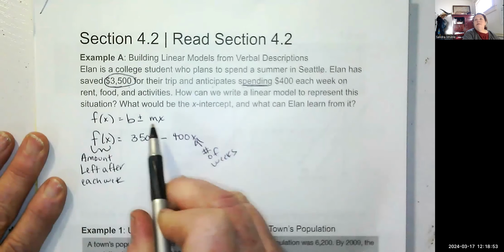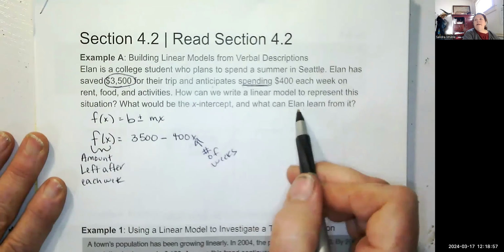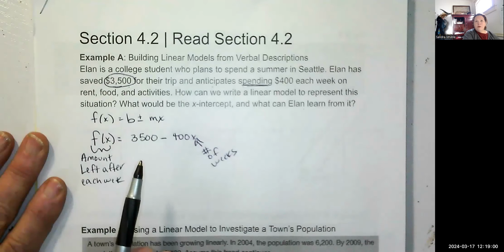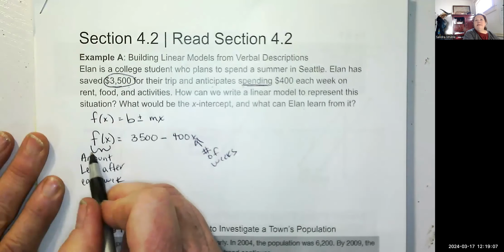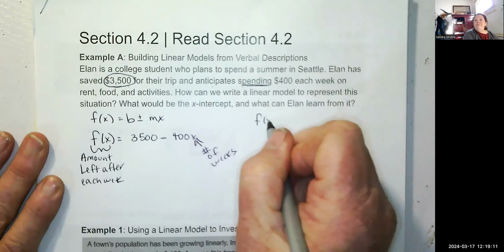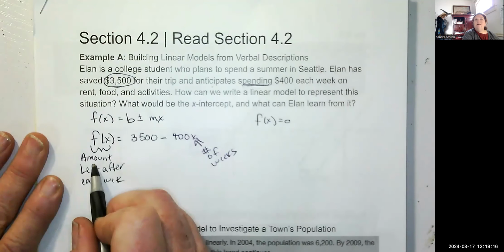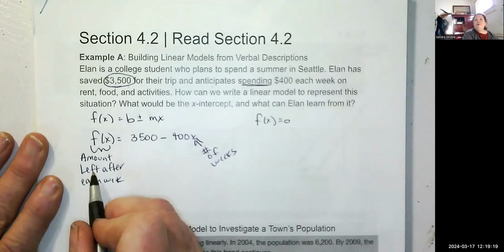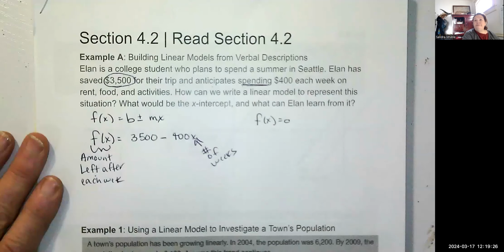The next question is, what would be the x-intercept and what can Elin learn from it? Well, we've done one similar to this before, and what they're asking us to do is set f of x equal to 0. So if f of x equals 0, which is y equals 0, then that would mean that Elin would have 0 money left over, and it would tell us how many weeks Elin could stay in Seattle.